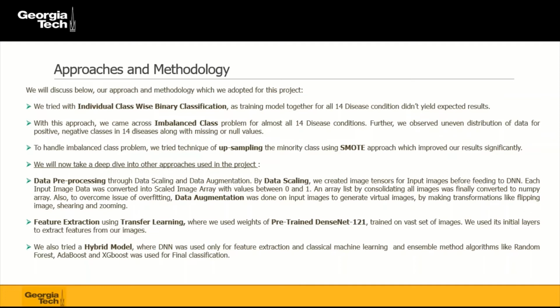And coming to the steps mentioned before, in data pre-processing we have mostly done data scaling and even data augmentation, which is nothing but generating virtual images by making certain transformations like flipping, shearing, etc. And for feature extraction, using the transfer learning concept on the pre-trained weights from DenseNet 121 really helped us in improving the performance to some extent.